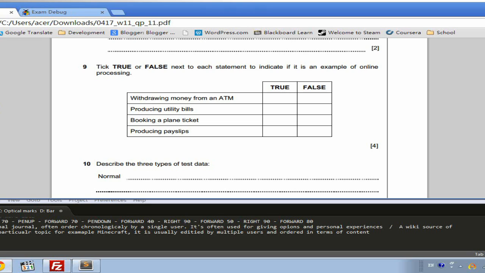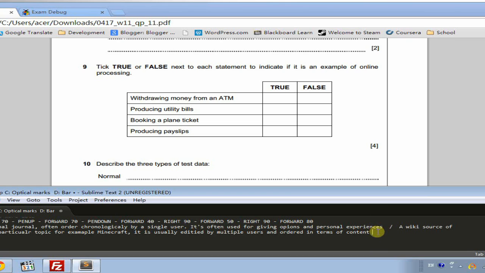Tick true or false next to each statement to indicate if it's an example of online processing. So again, it's not a hard question, but you're required to do a bit of thinking here. Online processing, and the alternative here that it's really thinking about is batch processing. So we're sort of saying which one of these is batch and which is real time.